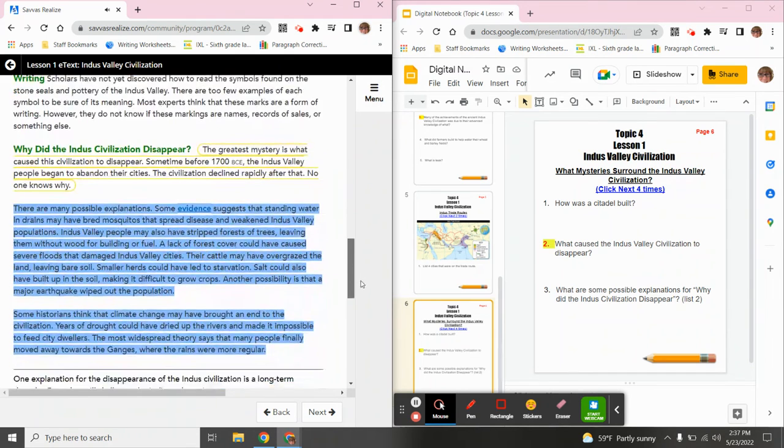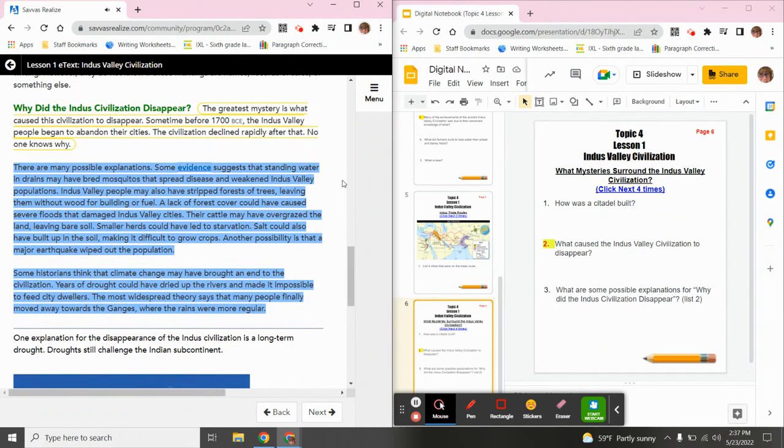Why did the Indus civilization disappear? The greatest mystery is what caused this civilization to disappear. Sometime before 1700 BCE, the Indus Valley people began to abandon their cities. The civilization declined rapidly after that. No one knows why. There are many possible explanations.